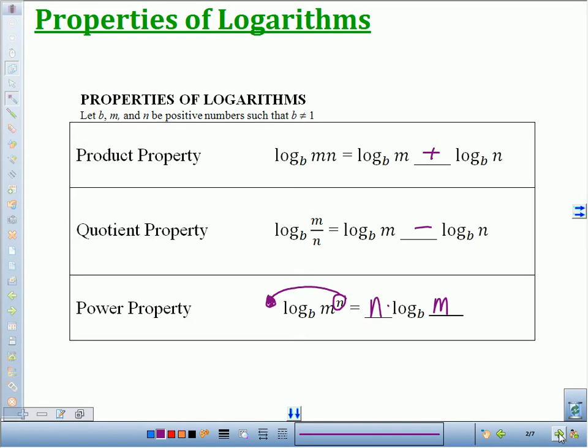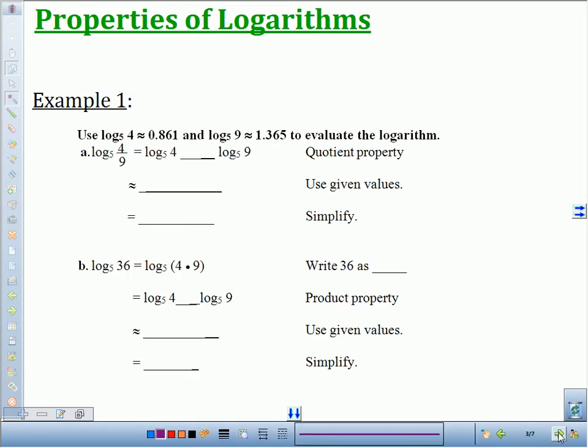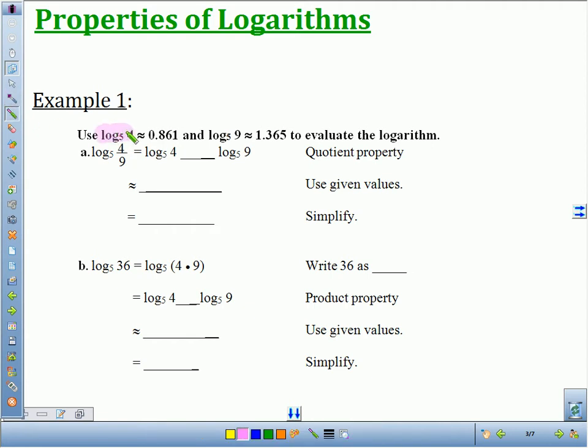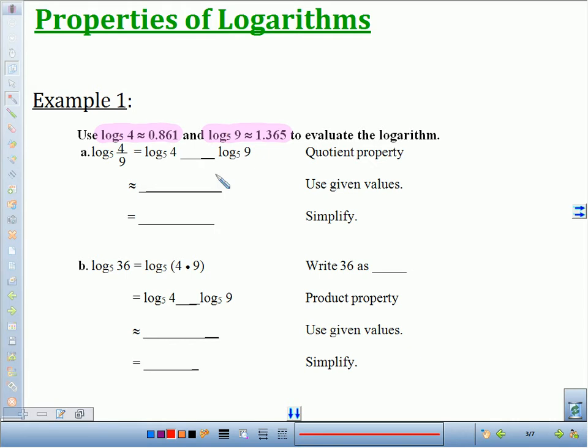Let's do some examples to deal with these properties. In this case, we're going to use log base 5 of 4 being 0.861 and log base 5 of 9 being 1.365 to help us answer some questions. Since we're told what these two values are, we can be sure that we're probably going to want to figure out a way to rewrite our logarithms using the properties into these two logarithms.